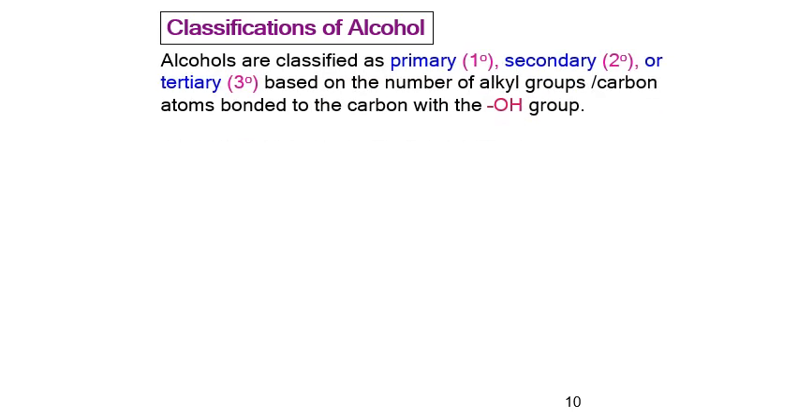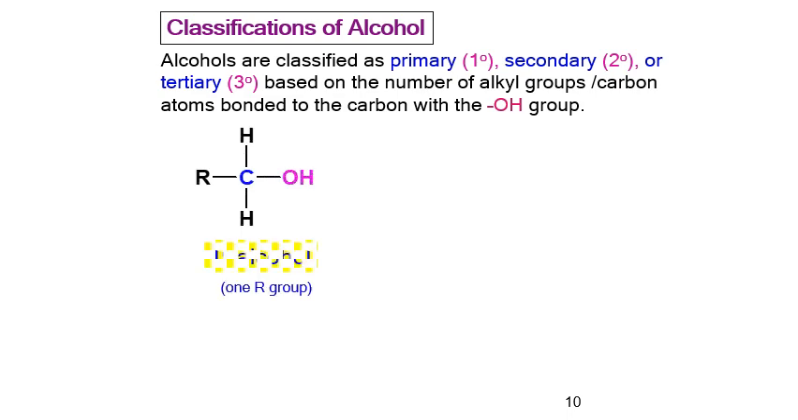Classifications of alcohol. Alcohols are classified as primary, secondary, or tertiary based on the number of alkyl groups or carbon atoms bonded to the carbon with the OH group. Look at the structure. This is the structure for the class of primary alcohol. As you can see, there is one R, which is an alkyl group, attached to the carbon with the OH. So this is the structure of primary alcohol.